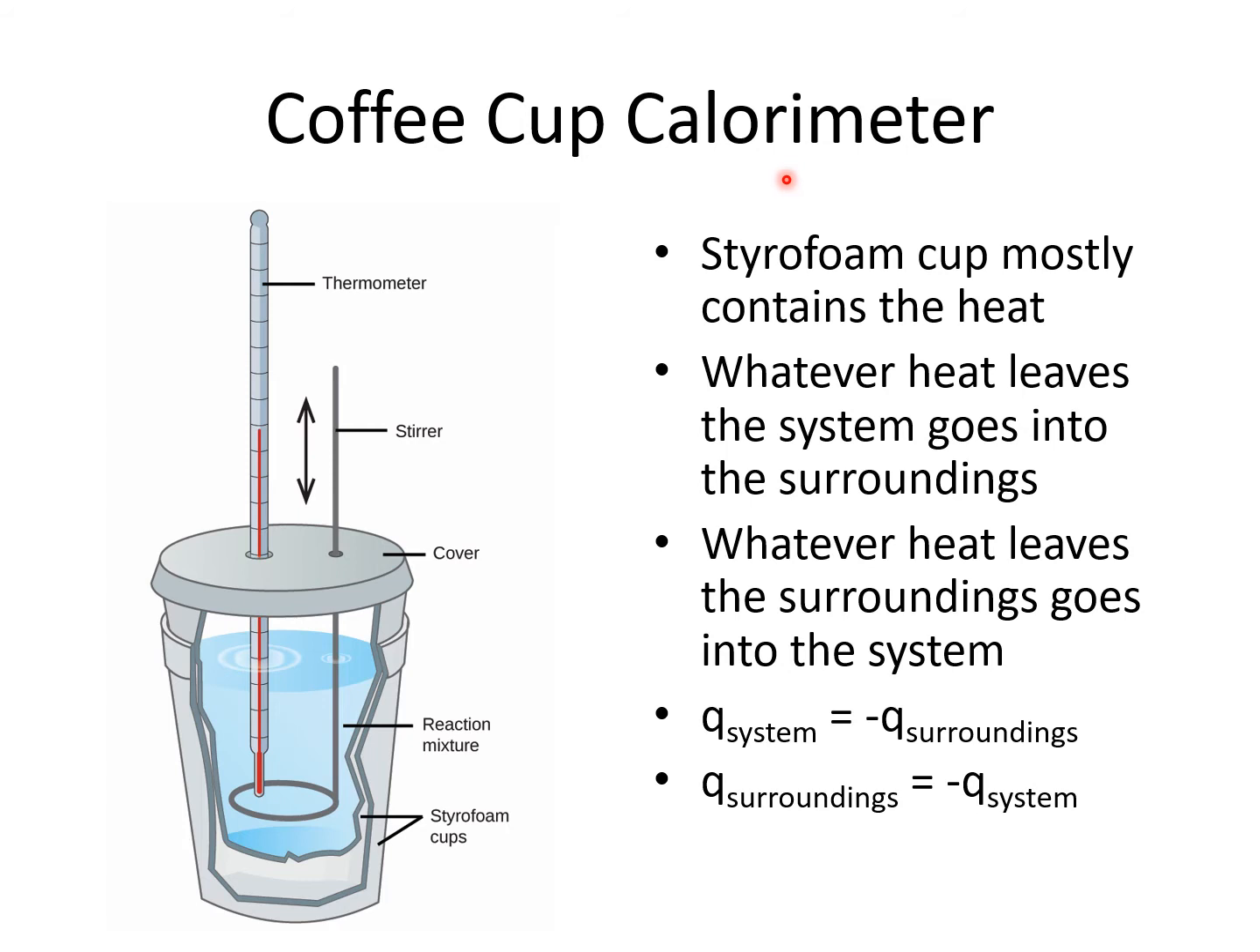So we can express this mathematically just by changing the sign on our measurement. So the Q of the system is going to equal the negative of the Q of the surroundings. It's not saying that the system is always positive and the surroundings is always negative. It's saying that they're going to have opposite signs. So if the system is negative, the surroundings will be positive, or vice versa. Similarly, the Q of the surroundings equals the negative of the Q of the system. They have the same magnitude, but opposite signs. So if one of them's a positive 81, the other will be a negative 81.